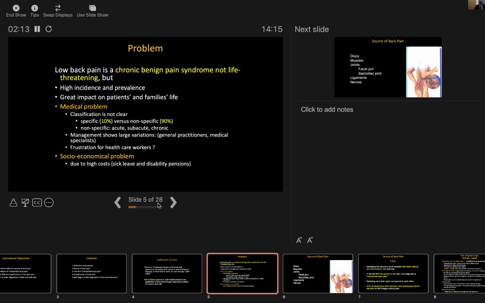And medically, our classification system is not clear. Specific cases are much fewer. We cannot differentiate the main reasons when we say non-specific. And non-specific could be acute, subacute, or chronic. Management also shows very large variations between the disciplines. A physical therapist, an orthopedic surgeon, a neurosurgeon, and an algology specialist, very different ways for the low back pain.